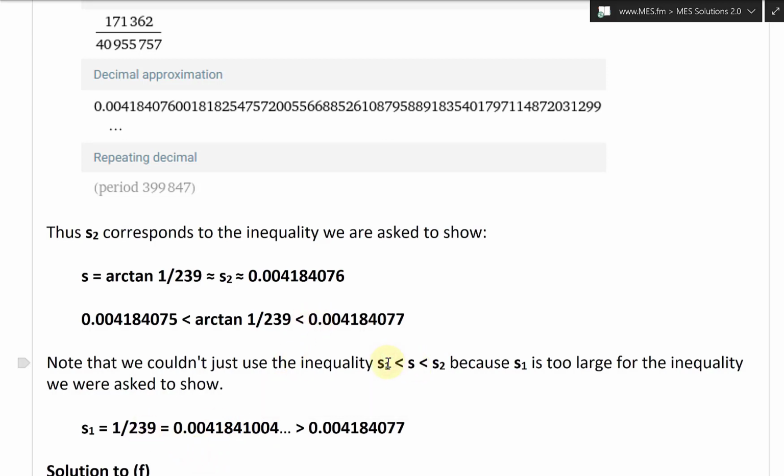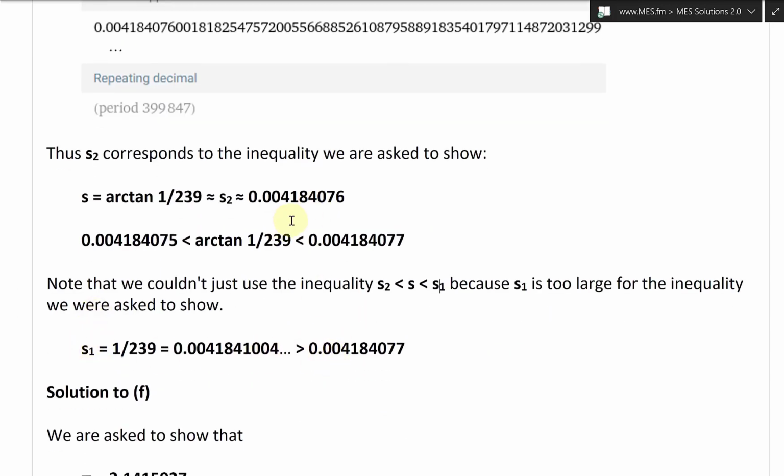Because S2 is smaller than S1, we'd have a reversed order. So we can't just use S less than S1 and greater than S2, because again this S1 is too large for the inequality we're asked to show. So we could just use S2 then.